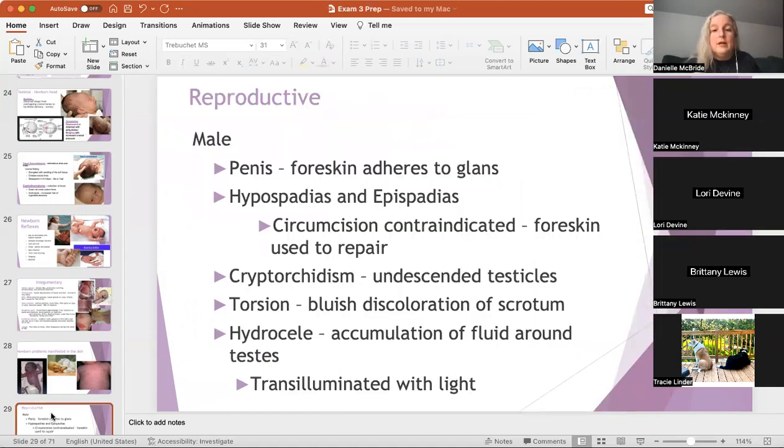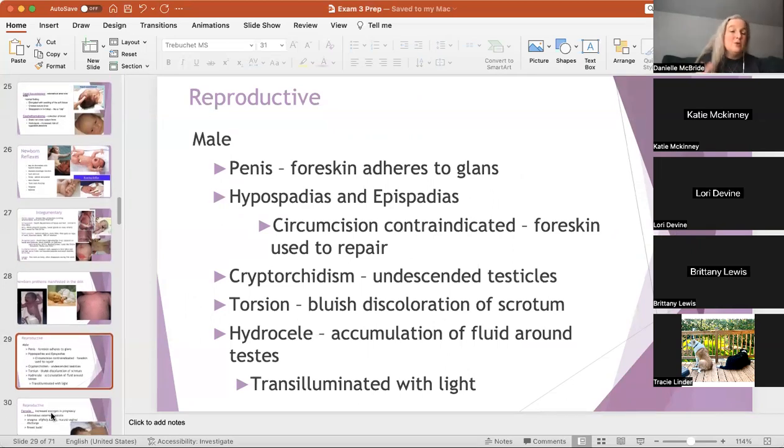All right, reproductive. When we think about reproductive, there's a lot more to think about for our boys than for our girls. For our boys, we want to assess to see if the testicles have descended. We're looking for where the meatus is. When I'm looking for the meatus, if it's not at the tip of the penis, then what is it called?